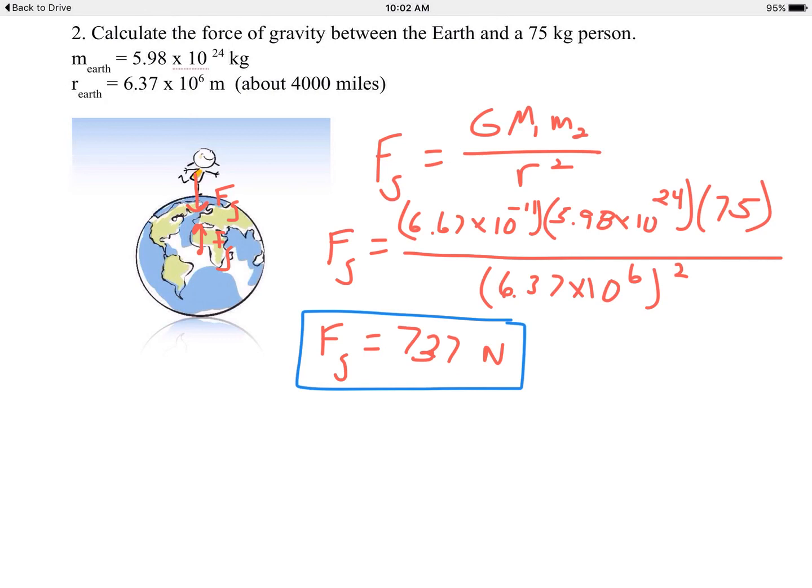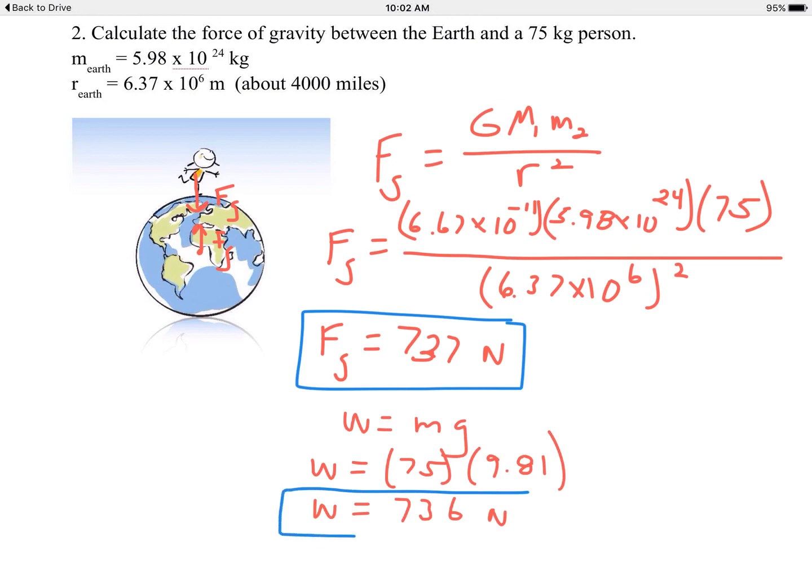Insignificant amount. Now, if you remember back last week, or last month, we could have taken a shortcut in this problem. And that is, we could have used the equation W equals mg, because weight is the force of gravity on an object. On the surface of the Earth, we know that g is 9.81 meters per second squared. In other words, the weight of a person, the force of gravity on a person who's 75 kilograms, is 75 times 9.81 meters per second squared. So the weight comes out to be 736 newtons if you calculate using this equation, which is essentially the same as 737 newtons. This is the shortcut method.